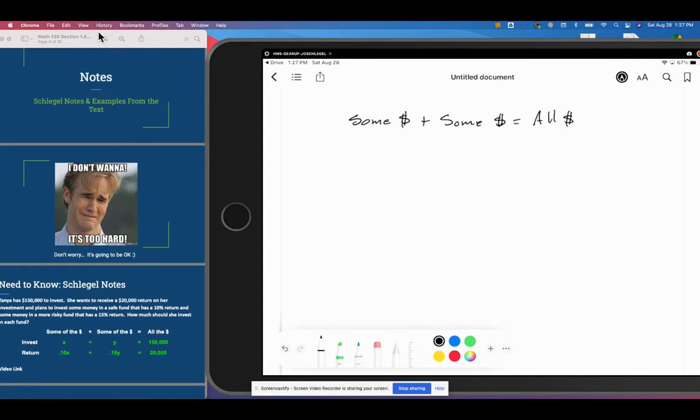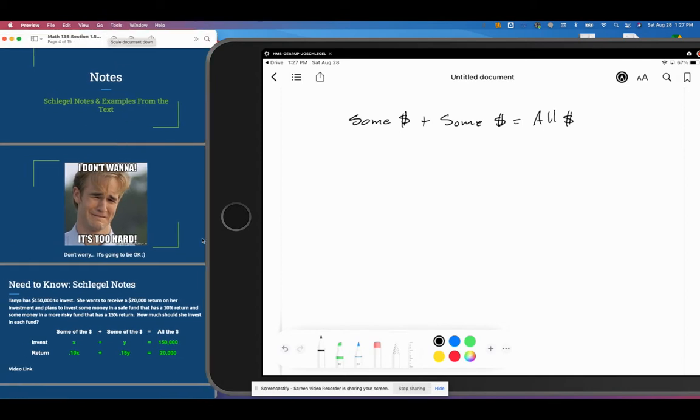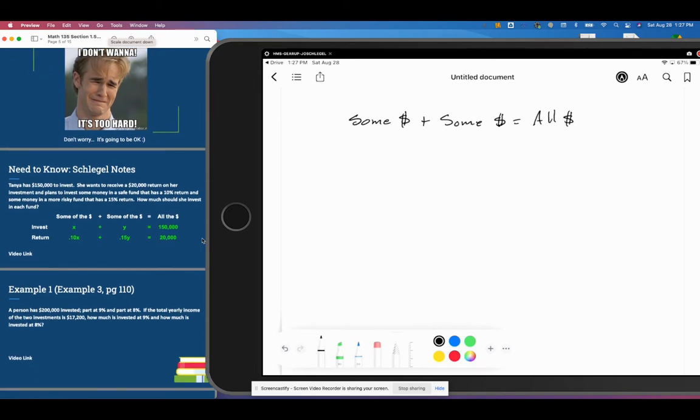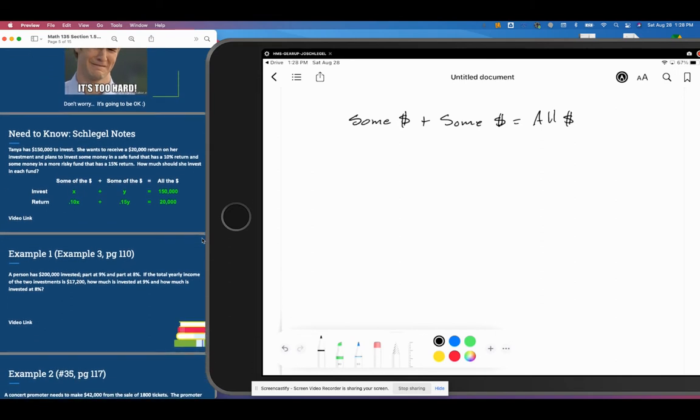And so with that, everyone, we have our first problem, our first little example. We've got Tanya, who has $150,000 to invest, and she wants to receive a $20,000 return on her investment. And in doing that, she wants to invest some in a safe fund that has a 10% return, and some in a more risky fund that has a 15% return.